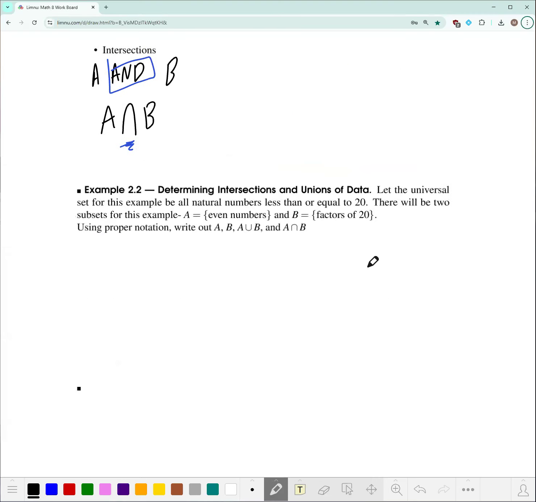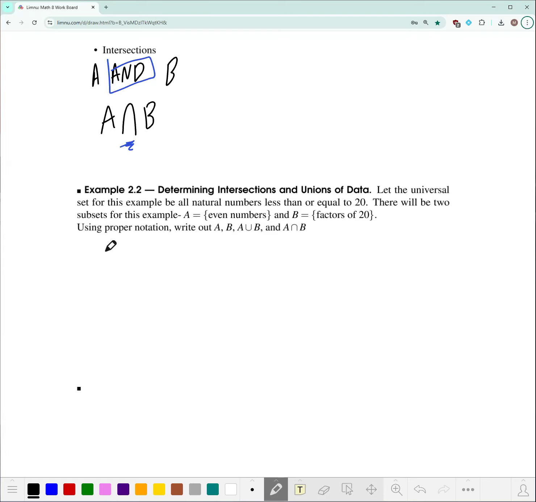All right. Let's look at an example here. Let the universal set for this example be all natural numbers less than or equal to 20. There will be two subsets for this example. A, the even numbers, and B, the factors of 20. So using proper notation, let's write out A, B, the union of A and B, and the intersection of A and B.